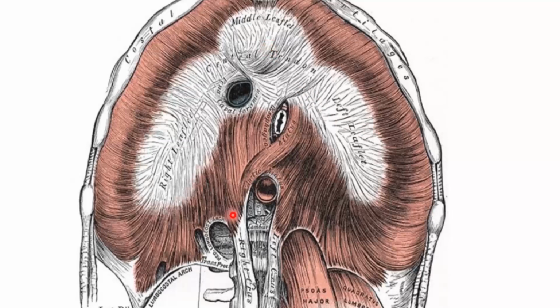So this is the right leaflet of the central tendon. Here is the left leaflet, and at the center here is the middle leaflet. The middle leaflet has a triangular shape that has the apex pointing towards the xiphoid process, while the right and the left leaflets are tongue-shaped, and the right being a little bigger than the left.